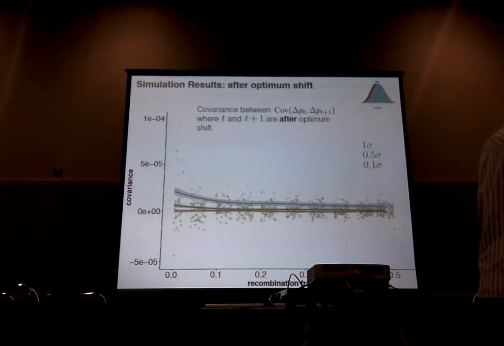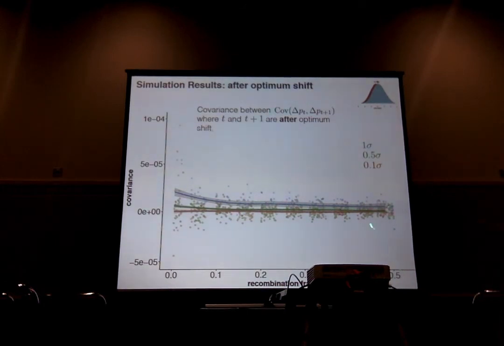However, after the optimum shift, something special happens. In this case of a whole standard deviation optimum shift, a fairly large phenotypic shift, we see this covariance pop up in the lowest recombination region, and then it settles back down in the unlinked regions. But do note that the whole covariance is above zero in this case. This is a very strong signal.